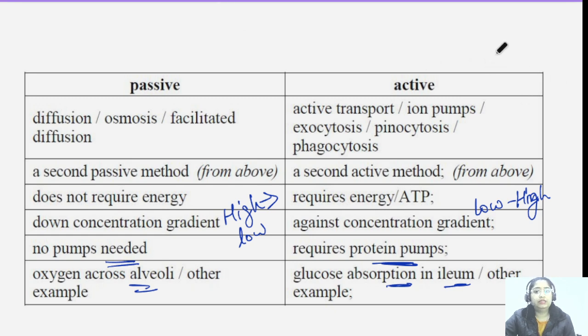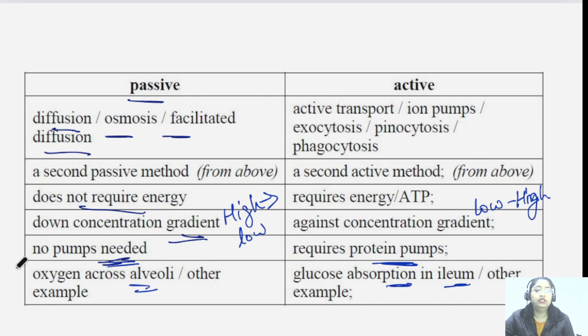So here are some differences between passive and active transport. In passive transport we discussed diffusion, osmosis and facilitated diffusion, and all of these do not require any energy because the transport is happening down the concentration gradient. No pump is required. An example is the transportation of oxygen and carbon dioxide across the alveoli. Alveoli are present in the lungs.